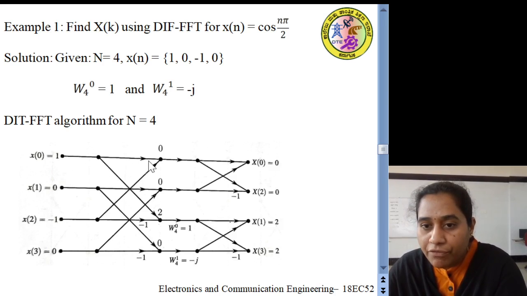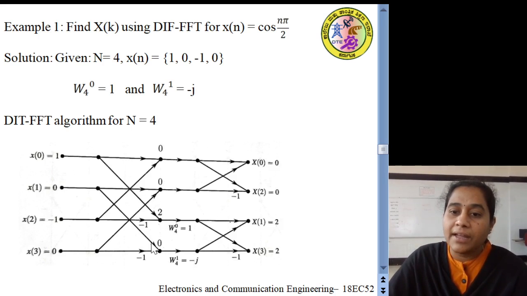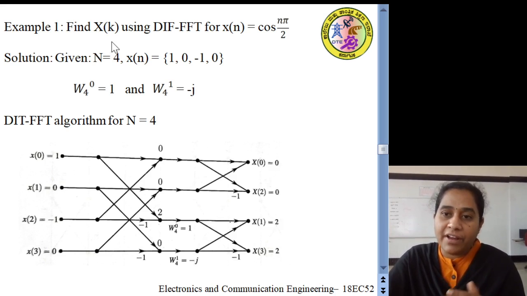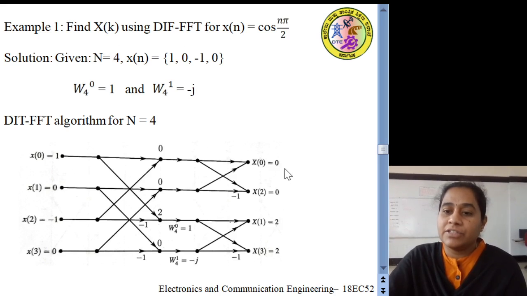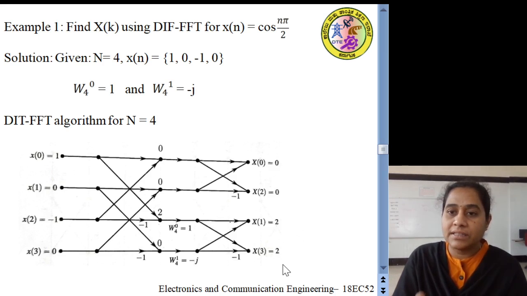If we follow the butterfly operation, the output after this particular stage is 0, 0, 2 and 0. These values are taken as input to the next stage. If we calculate the outputs, we obtain x of 0 as 0, x of 2 as 0, x of 1 as 2 and x of 3 as 2. So x of k for the given x of n is 0, 2, 0 and 2. This is the solution for this example.